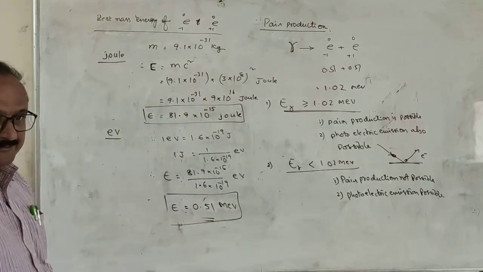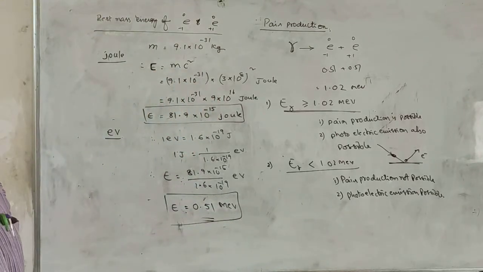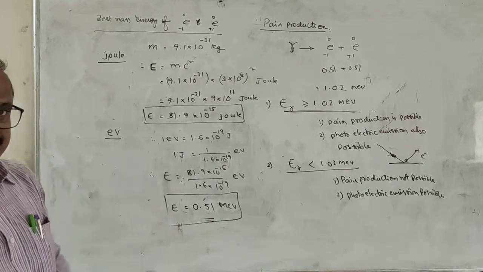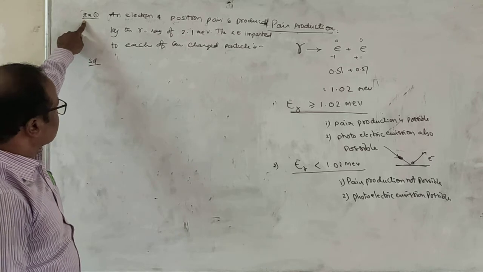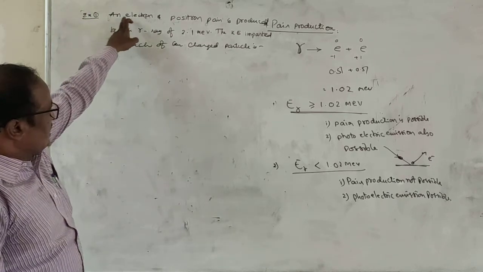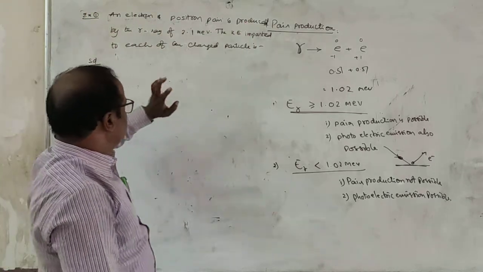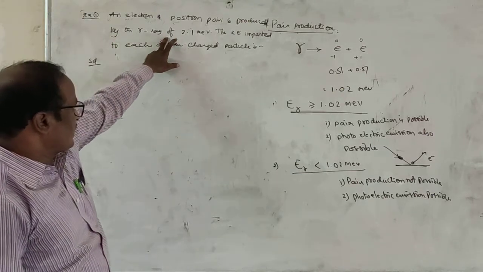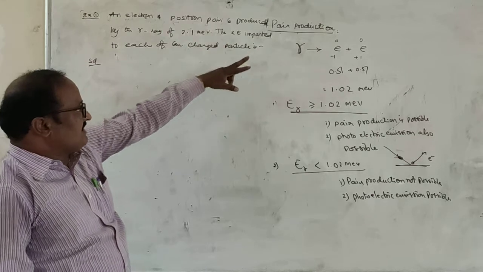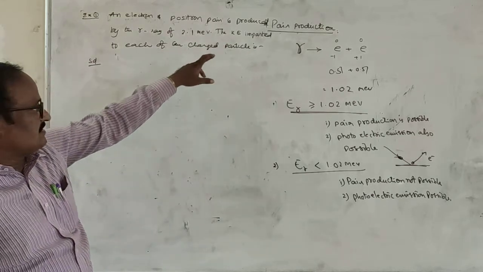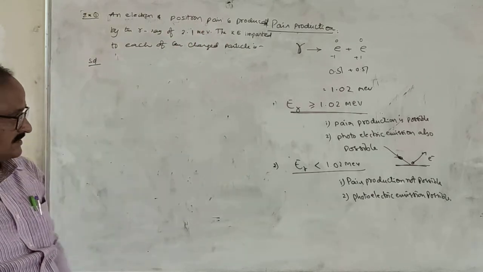Next, I will explain two or three problems based on pair production. So here there is an example. An electron-positron pair is produced by a gamma ray photon of energy 2.1 mega electron volts. Find the kinetic energy imparted to each of the charged particles.